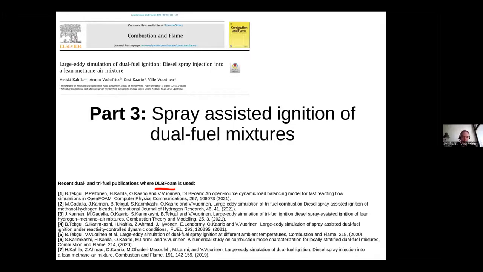But anyway, here I decided to just discuss one paper. It was a Combustion and Flame paper from 2019, and it was on dual fuel ignition. It was the first dual fuel LES study, as far as I know, in a spray study, I mean. So diesel spray assisted ignition of lean methane air mixtures.